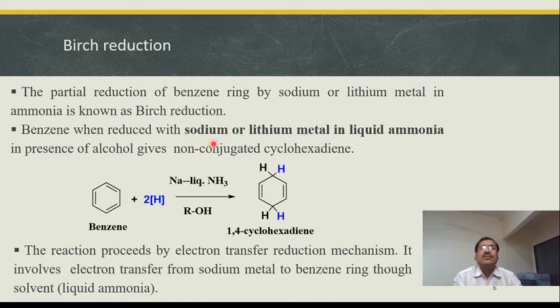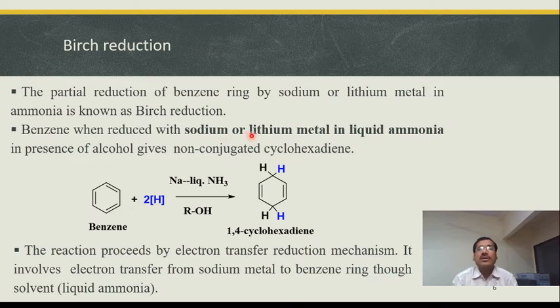So benzene is reduced with sodium or lithium metal. Why sodium or lithium metal? Sodium and lithium belong to the first group of the periodic table, and they have very low ionization energy, and they are very eager to give away an electron, because their outer electronic configuration is ns1. So that electron in the outermost orbital can be easily given out, attaining the octet.